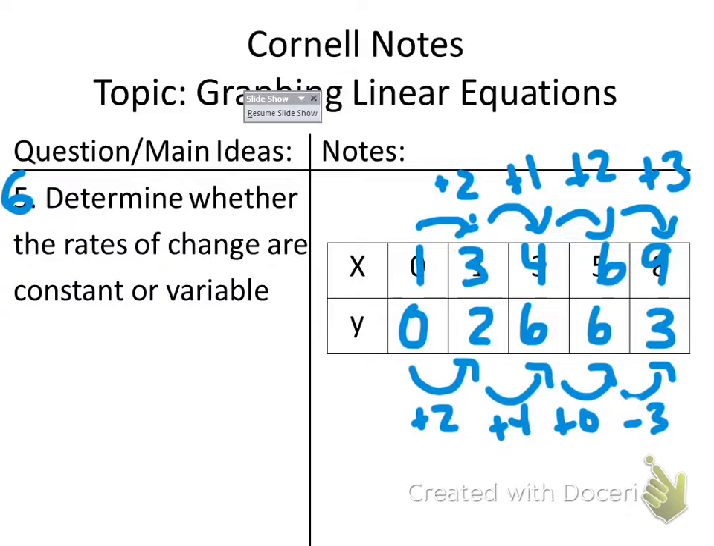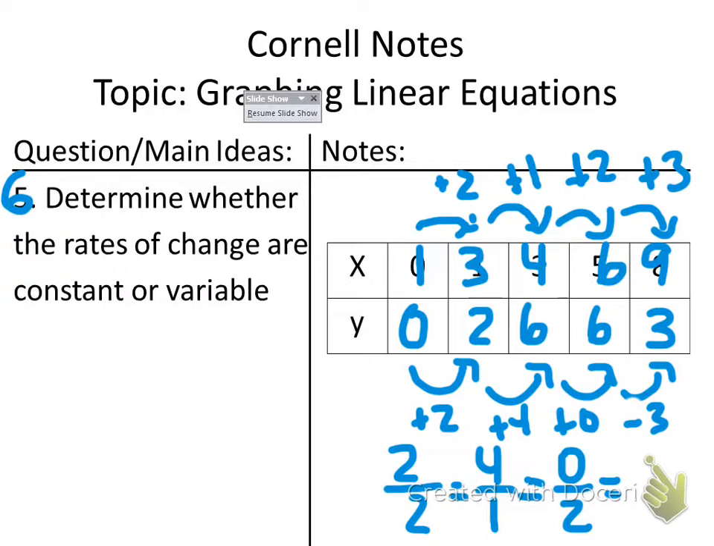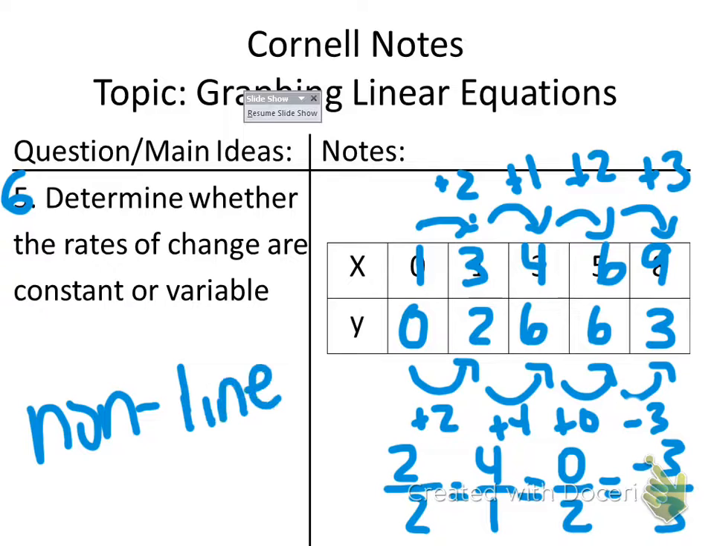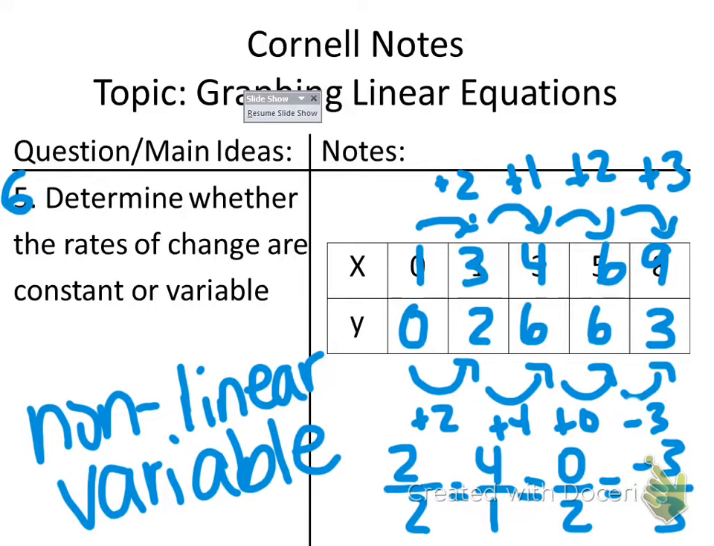Okay, now let's write our ratios. 2 over 2 equals 4 over 1 equals 0 over 2 equals negative 3 over 3. Well, this data tells me that it is non-linear and that the rate of change is variable because these are not the same constants.